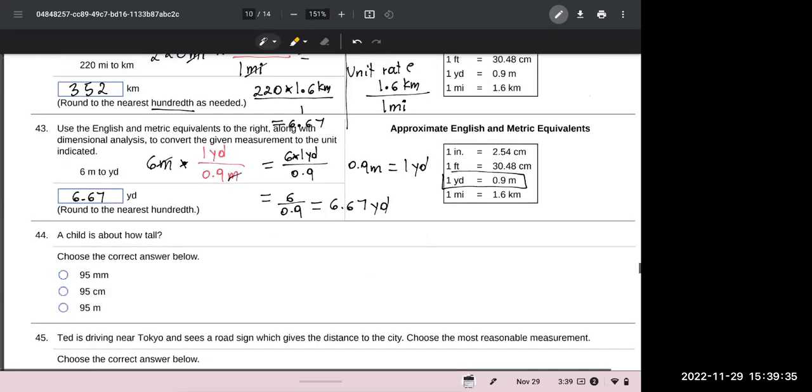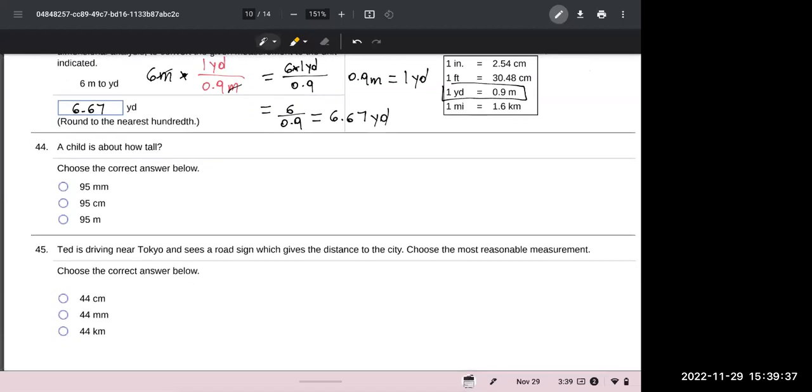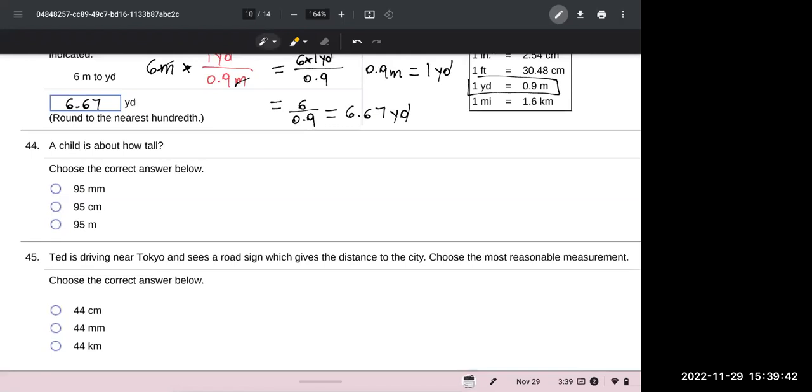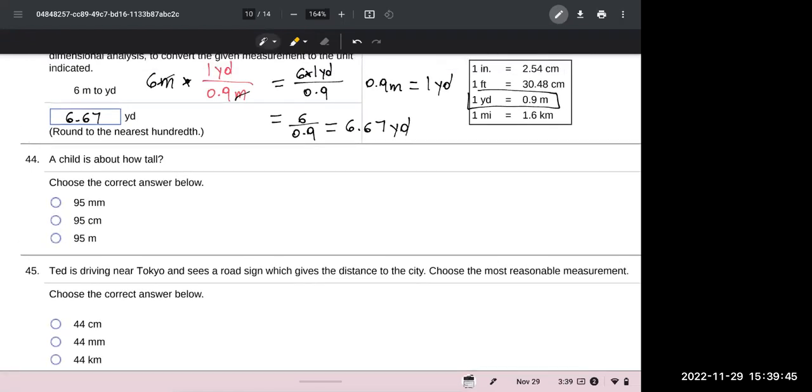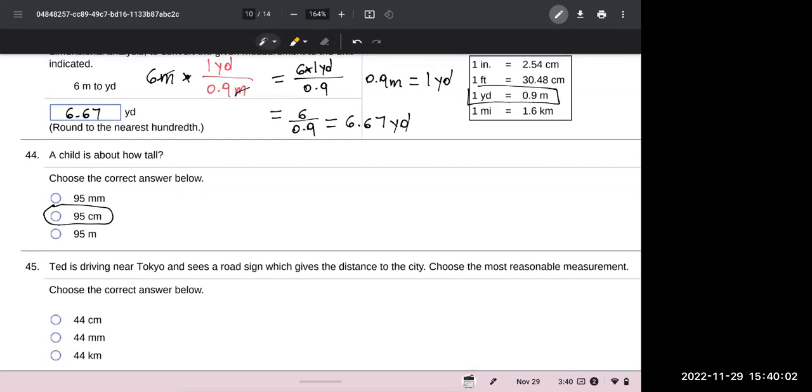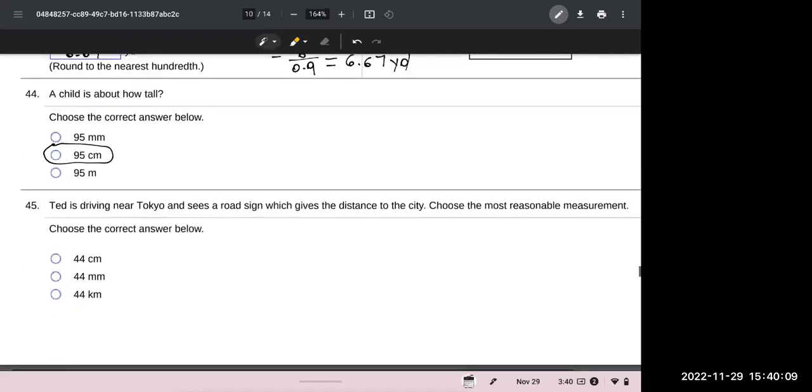Okay. And the last couple of problems: a child is about how tall? Millimeters are super small units, and 95 meters is impossible. So definitely 95 centimeters. 95 centimeters is a little less than 1 meter, okay? 95 meters doesn't make sense, because you have to think that the tallest person will be about 2 meters.